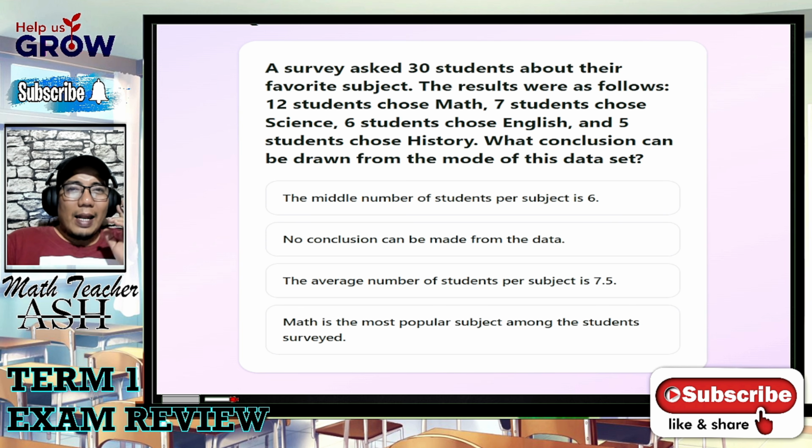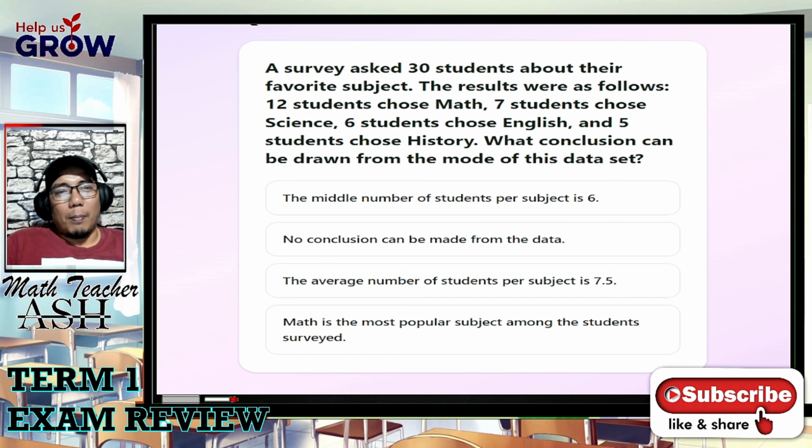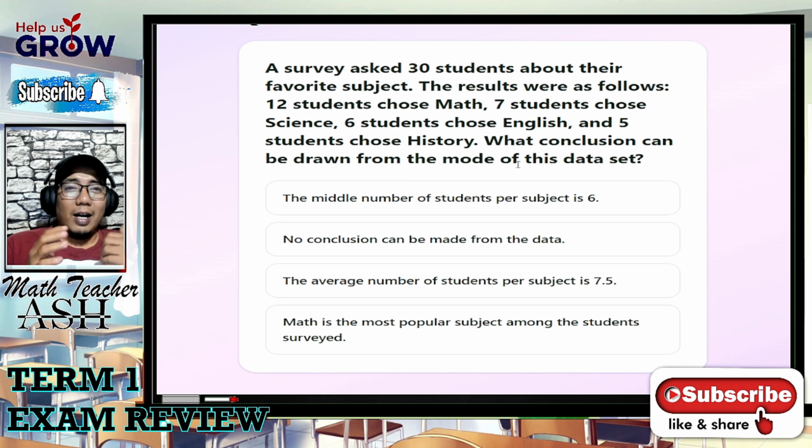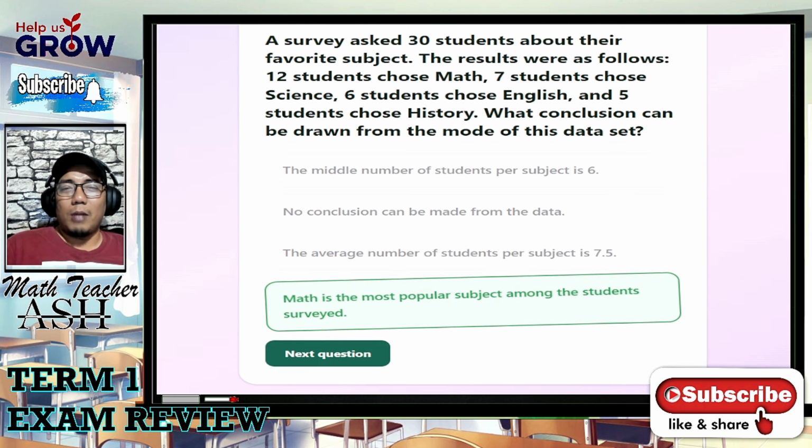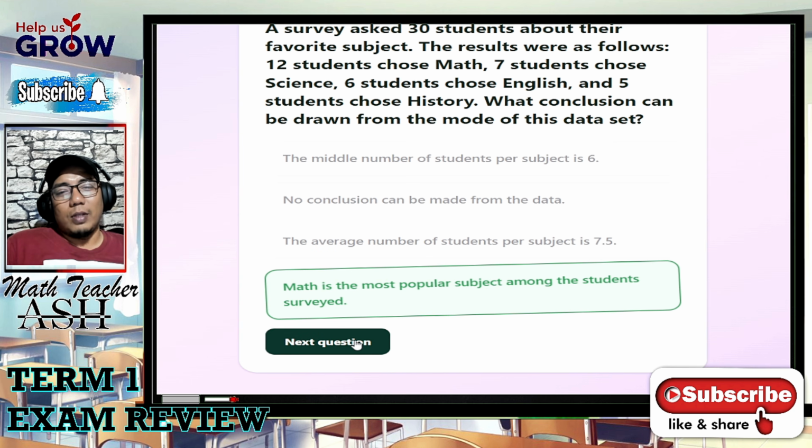Okay, my dear math learners, let us first analyze what is asked in the problem. It says, what conclusion can be drawn from the mode? The mode is the most frequent number. When the 30 students were asked about their favorite subject, 12 chose math. So 12 of those students are choosing math as their favorite subject. Therefore, that would be option 4. Let's check. Easy, right? I hope you got that one, my dear math learners. Now, let us go to the next question.